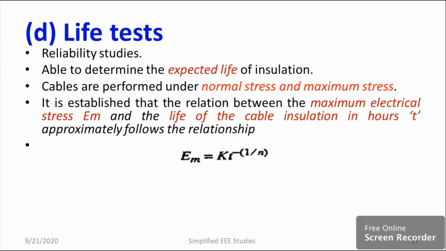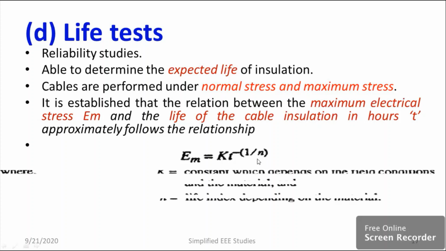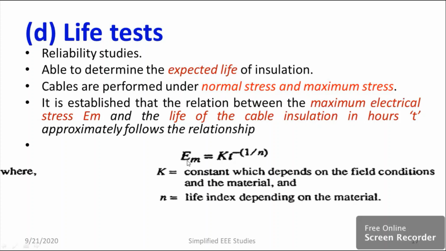So as you can see, this is one of the empirical formulas. Em is given by K into T to the power minus 1 by n, where Em is the maximum stress. K is known as a constant, which depends on the field conditions and material. It varies from PVC to other materials, and may vary from there to cross-linked polyethylene. Clear? n is known as the life index, which depends on the material. That also depends on material to material.